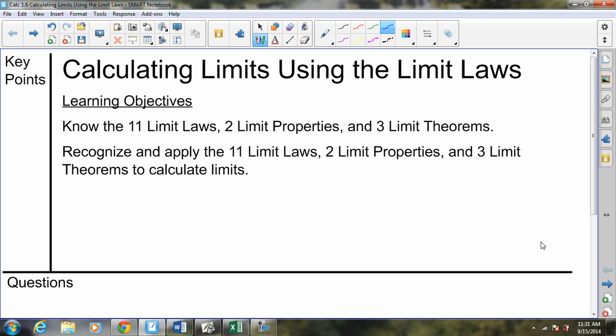Our learning objectives are fairly straightforward. First, know what the 11 limit laws are, 2 limit properties, and 3 limit theorems. So 15 things that you have to know, and then recognize those laws, properties, theorems as strategies for problems, and then apply them to get answers. So fairly straightforward. You have to know the 15 things, you have to be able to pick when they're the best strategy, and then actually use them to get answers.